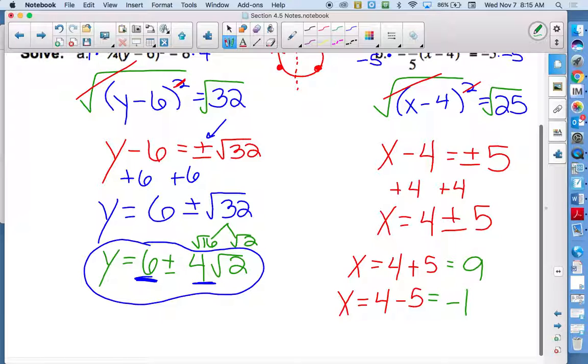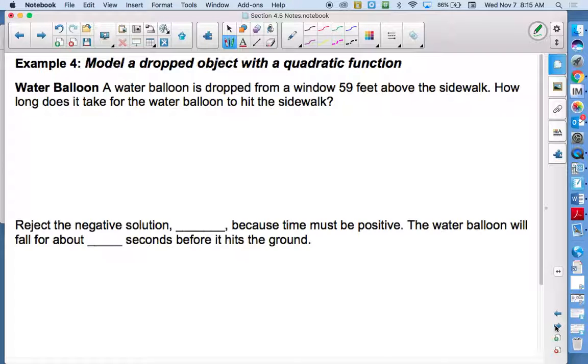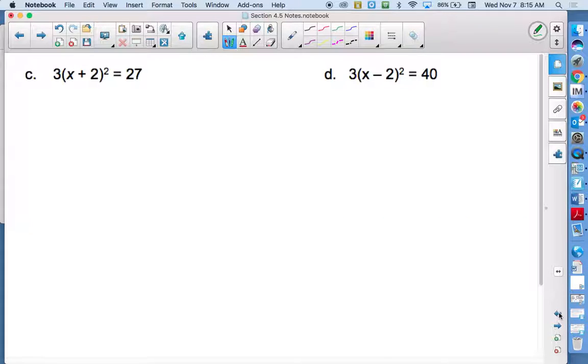So we're going to see if we can look at the one little word problem. Is there a word problem, or do you have other problems? What do you have underneath? You have other problems. Let's just do these other problems then. I thought there was a word problem. That might be on the other page. It is. So we have 3 times x plus 2 squared equals 27. 3 times x minus 2 squared equals 40. So let's see if we can do letter C here.